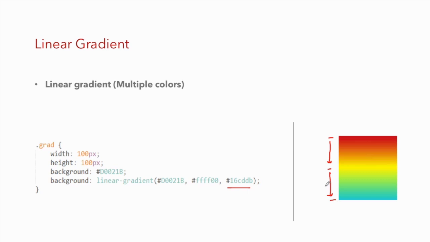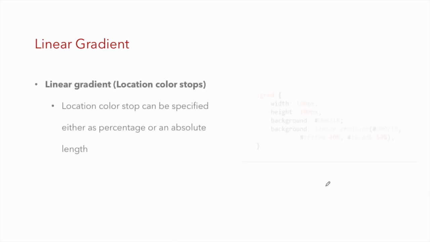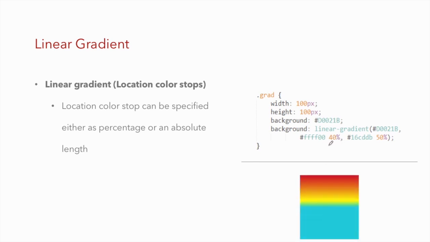Okay. So using percentage, you can specify the amount of distance between two color stops. So here what we have done is, this is your first color stop, this is second, and this is the third one. So here we are writing 40% for the first color stop and 50% for the second color stop, like this. So you can specify either in percentage or you can also specify absolute length. So that choice is up to you.